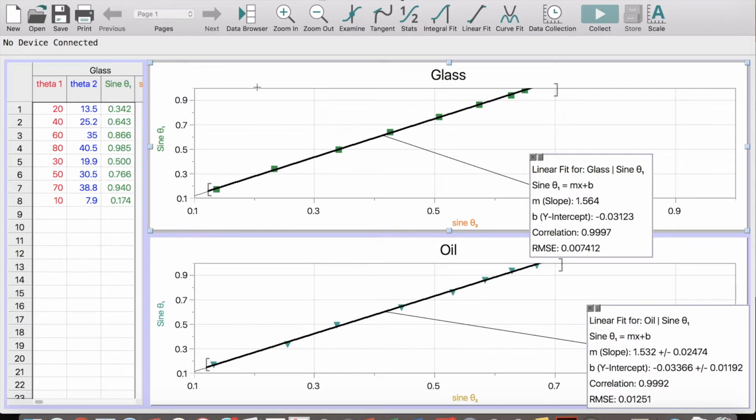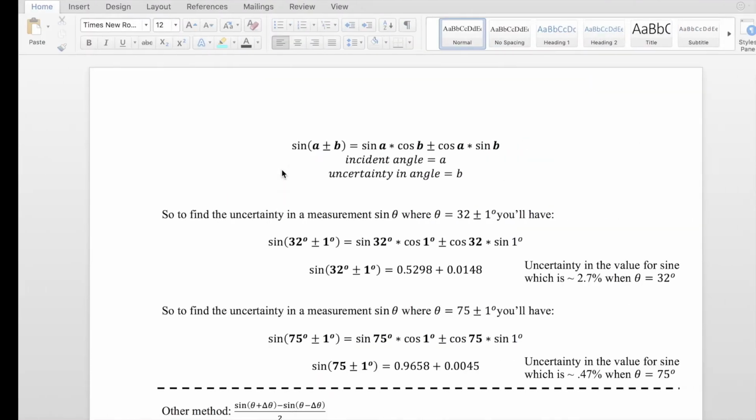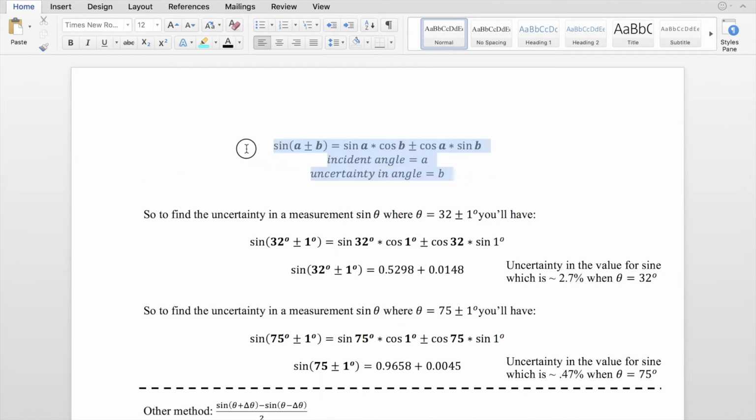And there's a couple ways to handle that. One thing we can do is take this trig identity, which is something you'll learn in pre-cal. It's when you take the sine of an angle plus another angle, you do this calculation: sine of the first angle times cos of the second, plus or minus cos of the first times sine of the second, where in this case A is going to be our incident angle as an example, and then B will be the uncertainty in that angle.